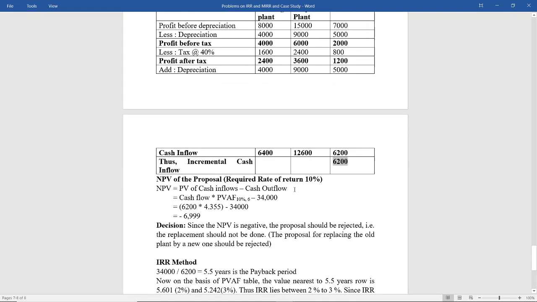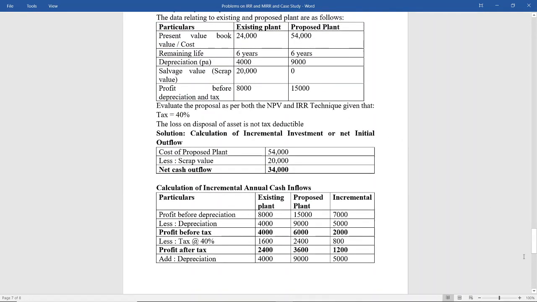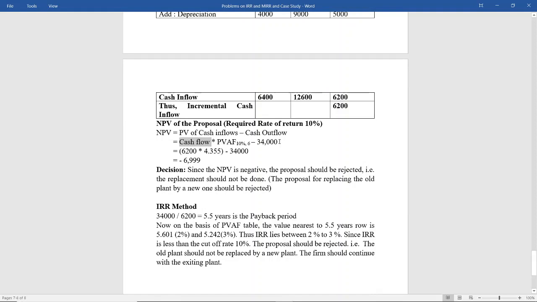NPV, I already told you, always take the required rate of return as the R. That is the discount rate. So NPV is nothing but PV of cash inflows minus PV of cash outflows. PV of cash inflows is cash flow into present value annuity factor at 10% for 6 years, because the number of years is given as 6. Correct? Next, cash outflows is 34,000. This you all know how to find out, present value of an annuity factor. Table number D. For 10% for 6 years, see what the factor is, multiply with 6,200 minus 34,000. So you got minus 6,999.